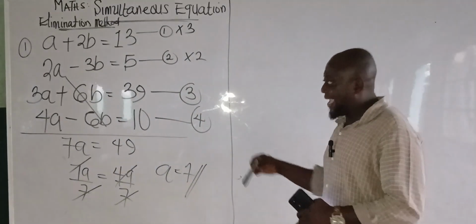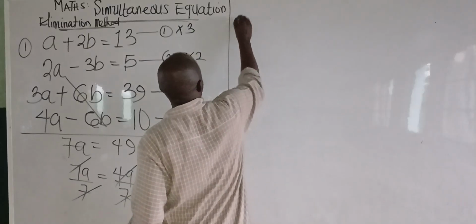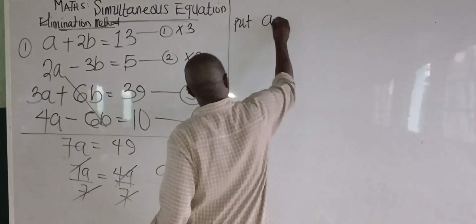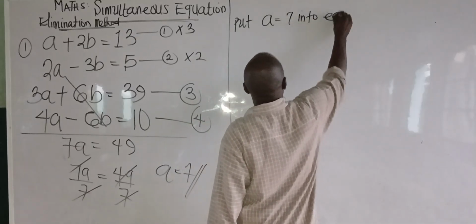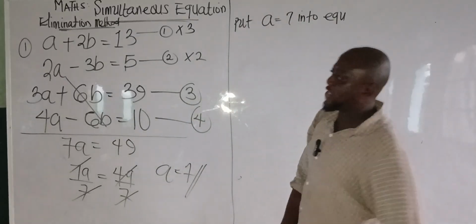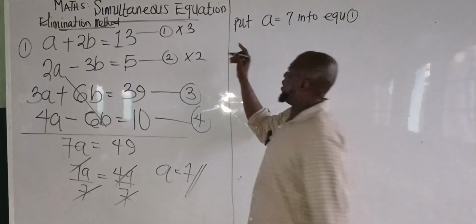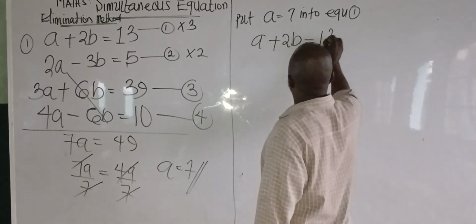So we have gotten A, remaining B. So how do I get B now? I will simply say put or substitute, any one you like. Put A equals 7 into any equation you like. You can decide to use any equation of your choice. So me, I'm using equation 1 here. I'll copy equation 1 out. I have that A plus 2B will give me 13 here.